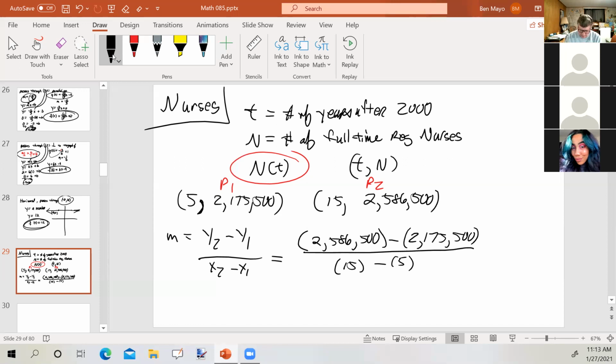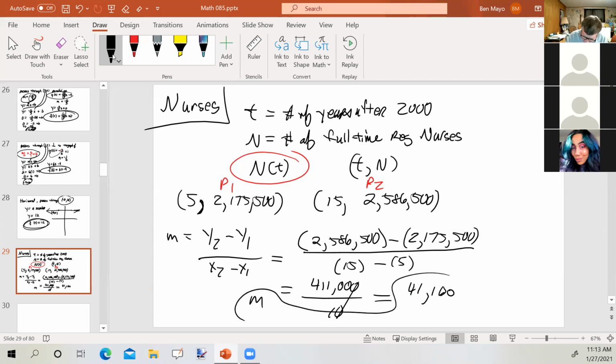Okay, so I'm going to pull out my calculator. 2,586,500 minus 2,175,500, and I get 411,000. 15 minus 5 is 10, so that's going to get rid of a 0. So we're going to get 41,100. So the slope is 41,100.